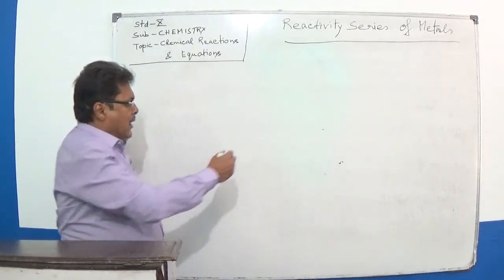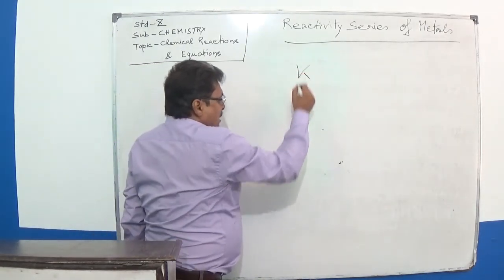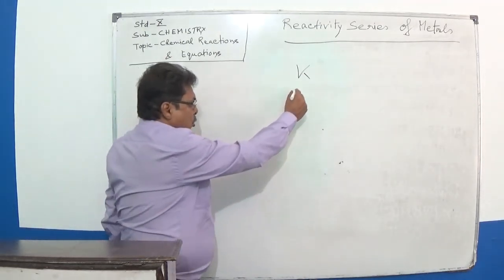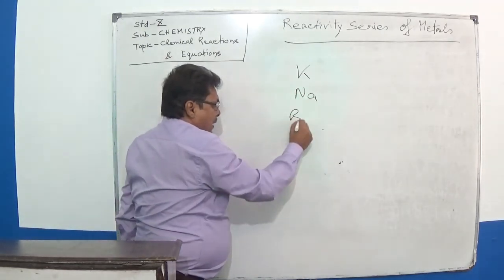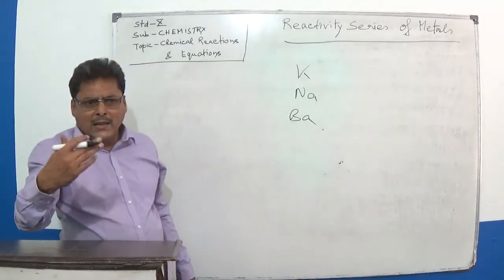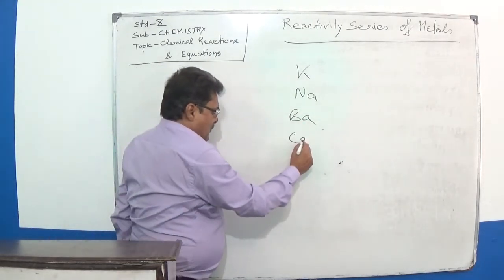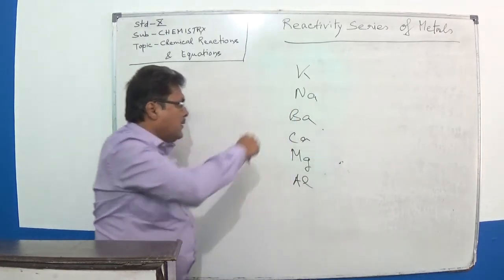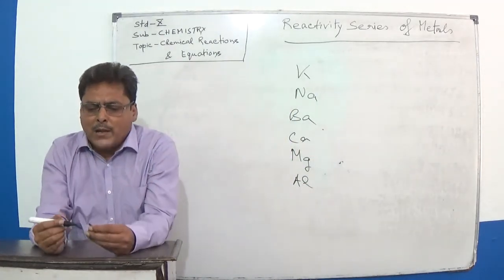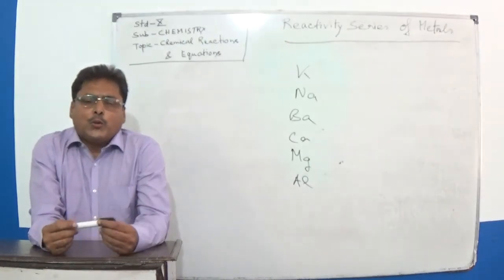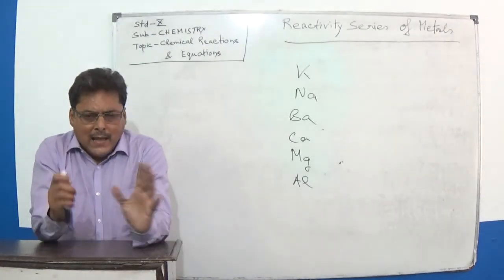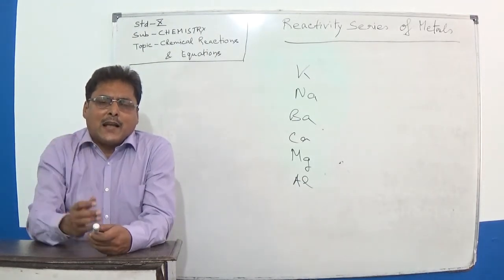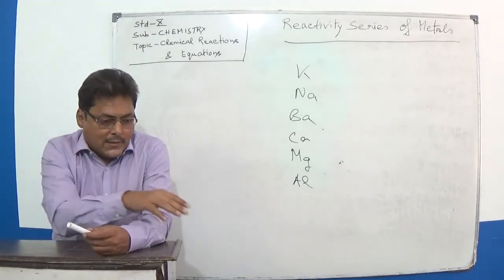But here I say potassium is on the top because potassium is the most reactive. Next, sodium, barium. You have to learn the most common ones. These are the most reactive and common metals. You go through the next slides and learn, be prepared a little for the next class. That will help you better. Look at the slides.